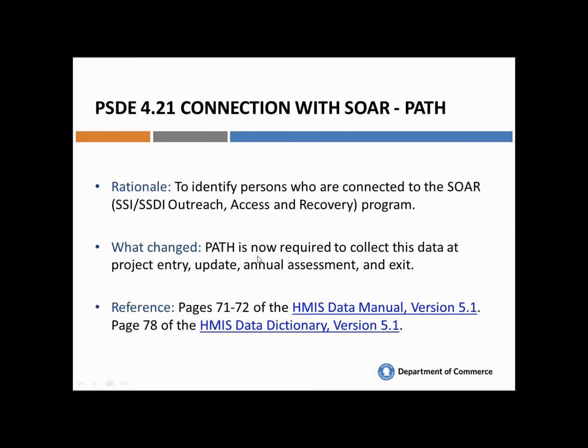Update anybody who's active in your PATH outreach project as of October 1st. Update their entry record for what their status was at the time of entry, and then collect it for people moving forward as you get the information.